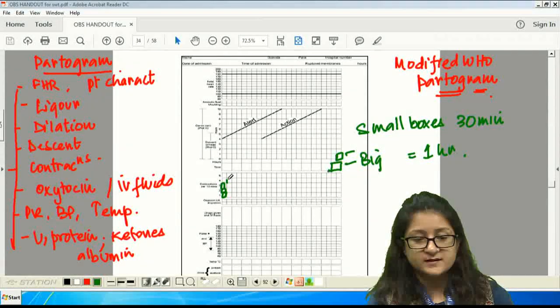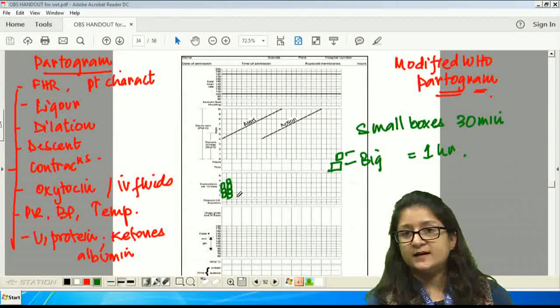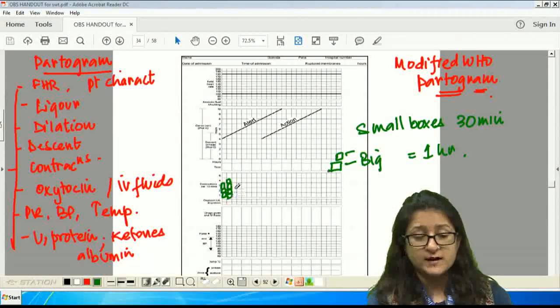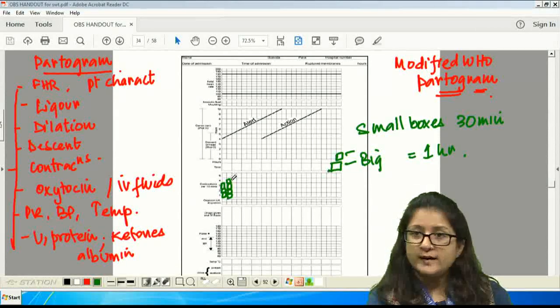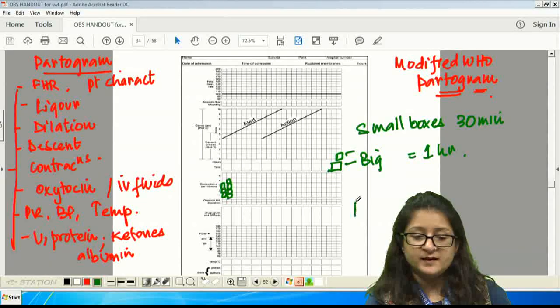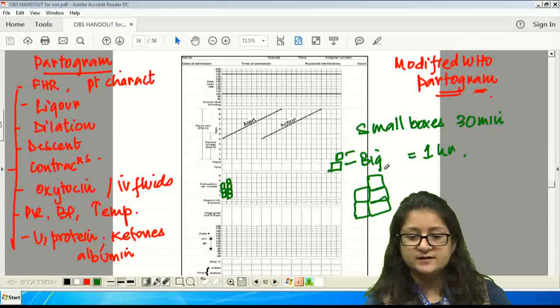The number of boxes that are covered will show how many contractions there are. For example, if there are 3 contractions, 3 boxes will be shaded. If there are 4 contractions, 4 boxes will be shaded. So it is something like this: 1, 2 contractions, or maybe 3 contractions and then 3 contractions, like this.